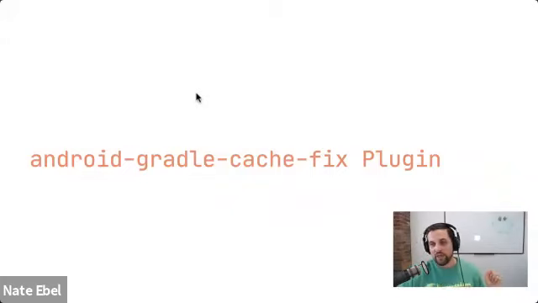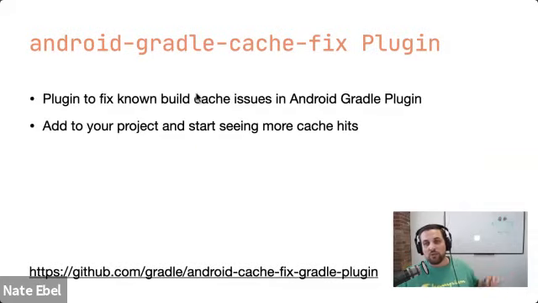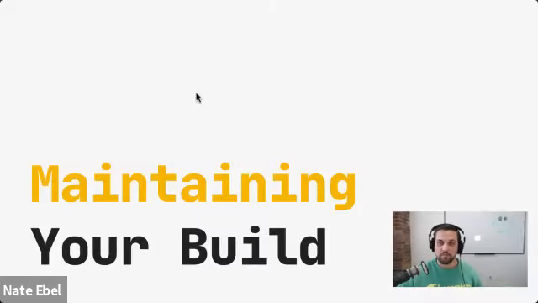The android-gradle-cache-fix plugin. This can help you fix known build cache issues in AGP. It's basically like a stopgap until AGP can fix them and release a build. This lets you fix them temporarily. Basically add this plugin to your project and hopefully start seeing more cache hits and faster builds.